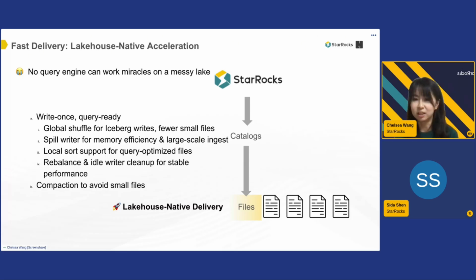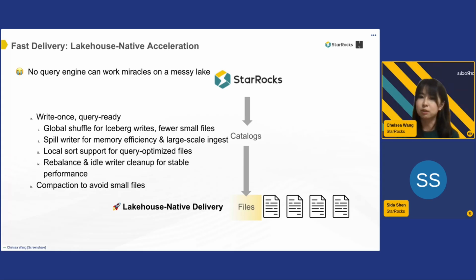Most of the time, the lake is messy. So sometimes your data is right there, but it's not written for the query engine. So for a query engine, sometimes it's impossible to build miracles on a messy lake. So the first step in version 4 is what we call Lakehouse-Native delivery. Because for StarRocks, we do have our own storage engine, right? We have our internal table.